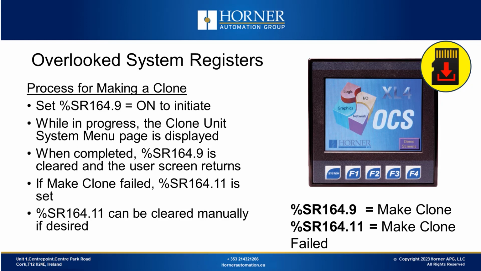So how can we create a clone by manipulating the system registers? We have 4 bits to either manipulate or monitor, and we'll begin with the make clone bit, or SR164.9. When we set this bit, it initiates the cloning process. As soon as it starts, the operator's screen switches to the clone screen in the system menu. When the clone is complete, the bit is cleared and the screen returns to its previous state.